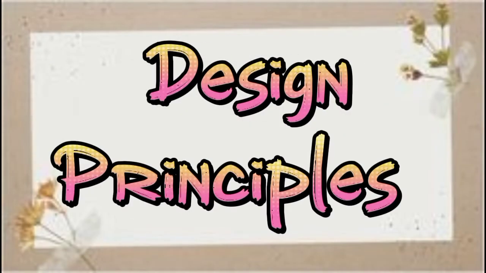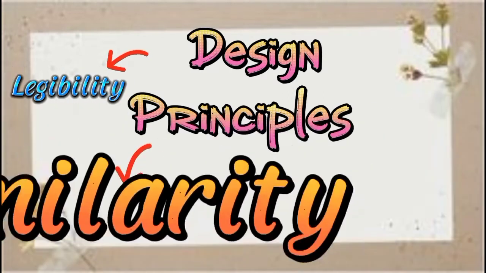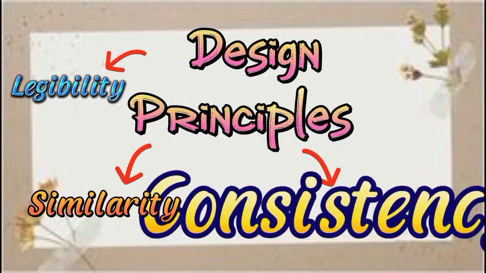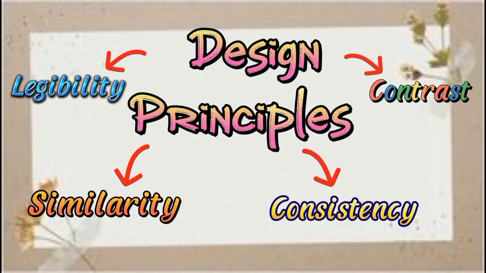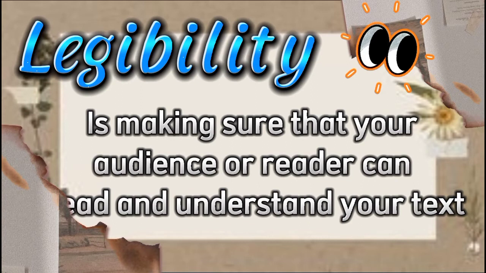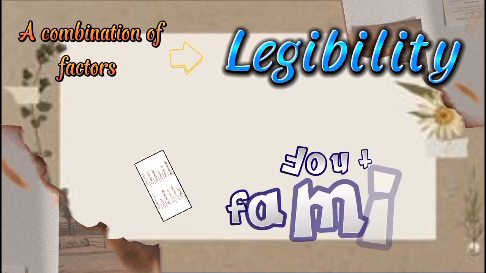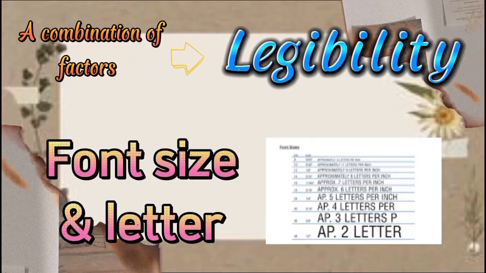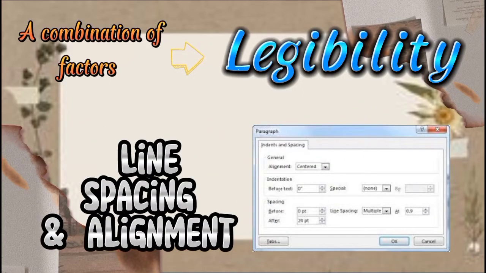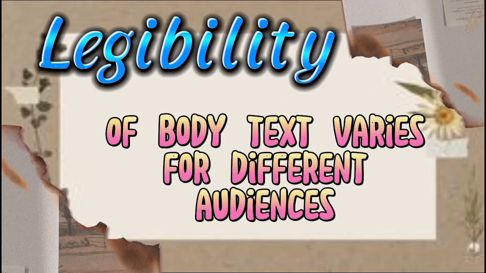Design principles. So there are 4 design principles. First is legibility, second is similarity, third is consistency, and fourth is contrast. Legibility is making sure that your audience or your reader can read and understand your text. Legibility is a combination of factors, which are the font family, font size, and letter, word, and line spacing and alignment.